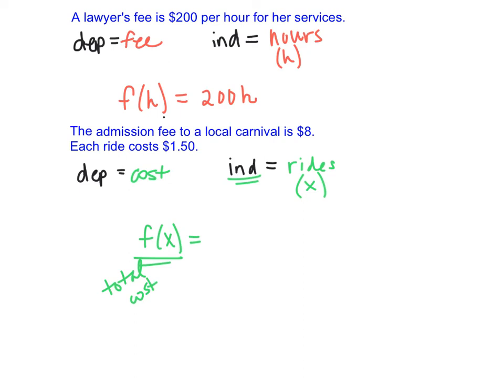We pay $1.50 for every ride. So $1.50 times our x, but we also pay $8 just to get into the carnival. So we're going to add in $8. So depending on how many rides we take, our x determines our total cost. So $1.50 times our number of rides plus the $8 entrance fee will give us the total cost.